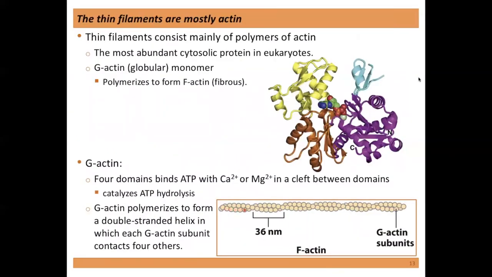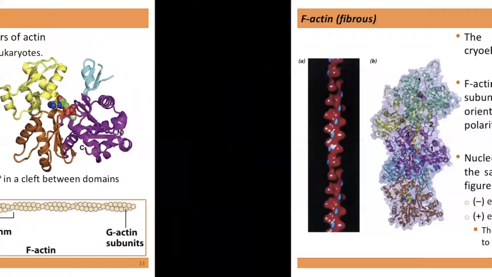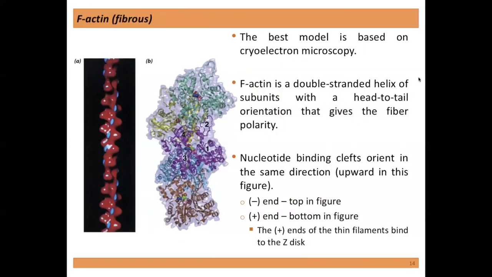Now within each one of these subunits, you've got to understand that there are alpha helices in there. So when we talk about alpha helices and then helical structure, they're 2 different things. So this is a single one of those dots. And as they polymerize, those dots actually form a helical structure. And so F-actin is a double-stranded helix of these subunits with a head-to-tail orientation. And so these F-actin fibers actually have polarity.